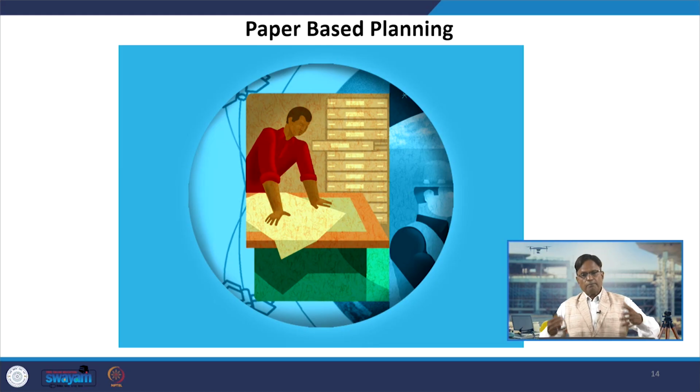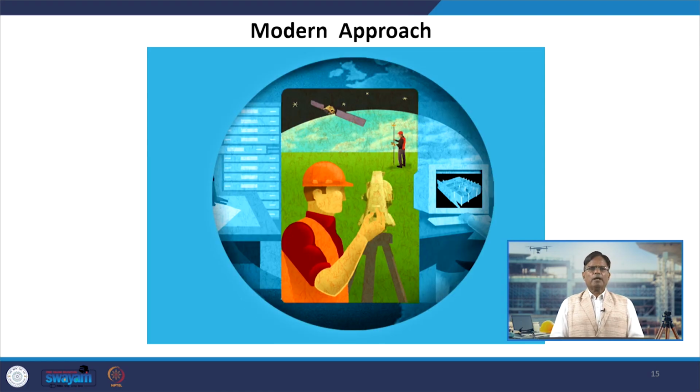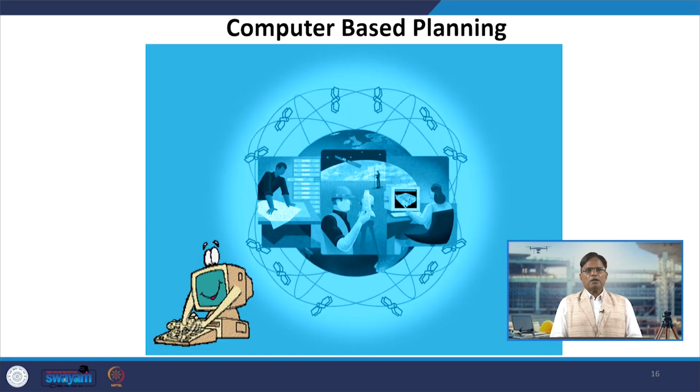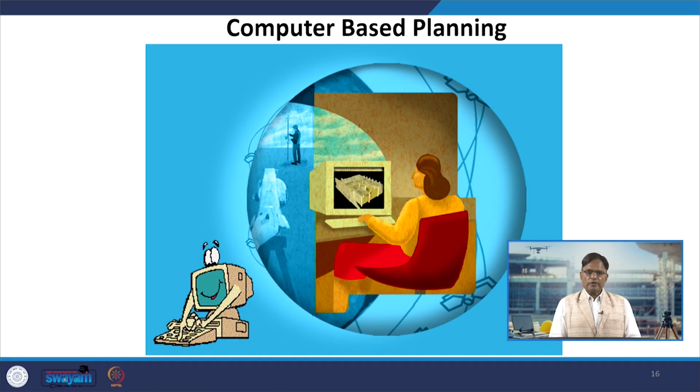We had to spread the paper map on a table, and we were reading those maps. We were trying to measure manually the distance or the area from these maps, and computing the elevations also by interpolation techniques. But we have shifted from this paper based planning to the modern approach, where we are collecting the data using digital devices, digital equipment like total station and GPS, and we are using this data in a computer, in a software, so that we can carry out computer based planning.